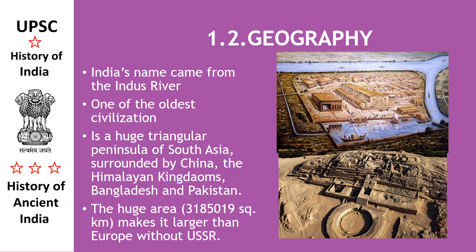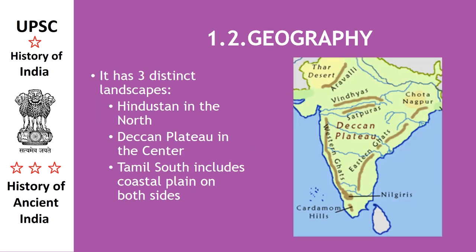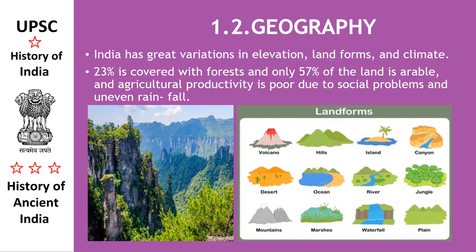India is a huge triangular peninsula of South Asia, surrounded by China, the Himalayan kingdoms, Bangladesh, and Pakistan. The huge area, 31,85,019 square kilometers, makes it larger than Europe without USSR. It has three distinct landscapes: Hindustan in the north, Deccan Plateau in the center, and Tamil South, which includes coastal plains on both sides.